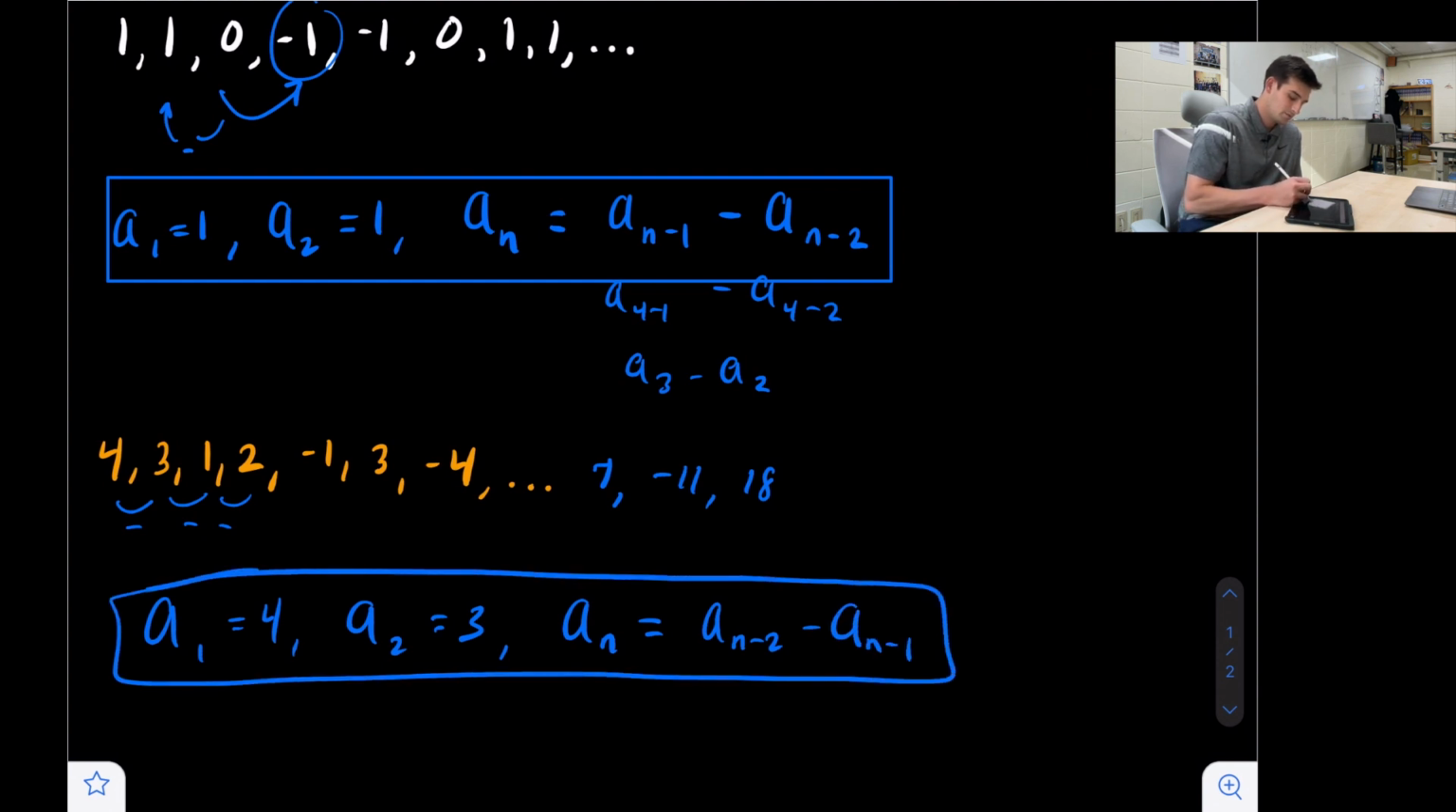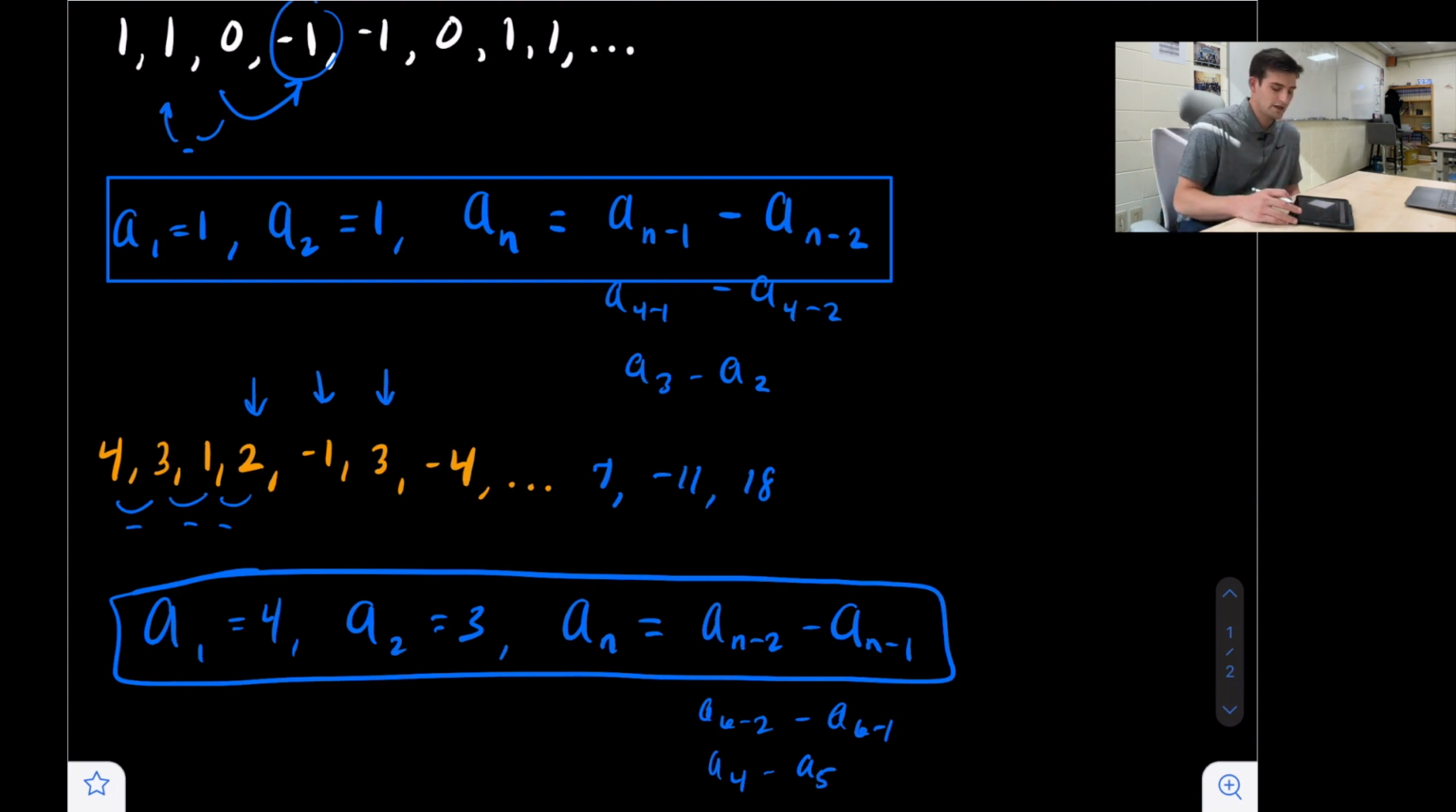All right, so for this one, let's say we want to find, what is this? The 1, 2, 3, 4, 5, the sixth term, right? So that would be a sub 6 minus 2 minus a sub 6 minus 1. So a sub 4 minus a sub 5, the fourth term minus the fifth term. And that would be 2 minus negative 1, which is what we did to get 3.